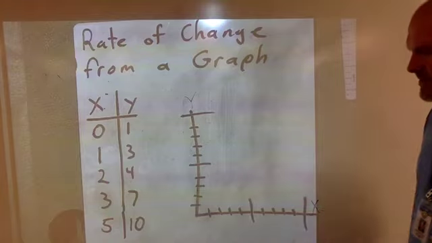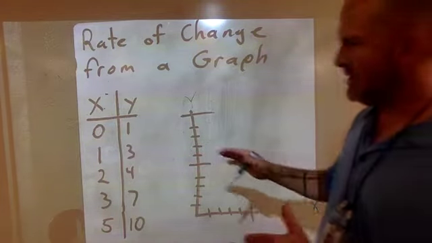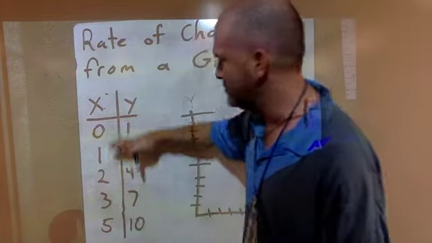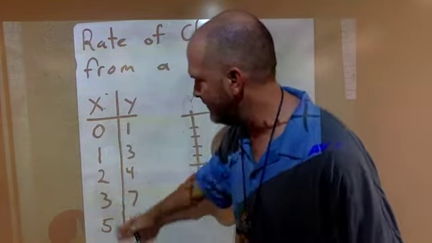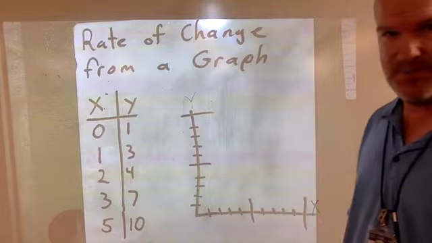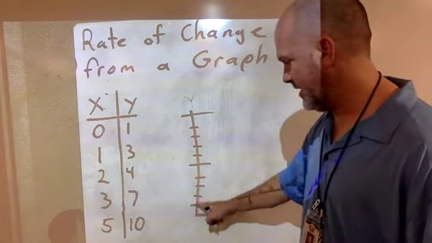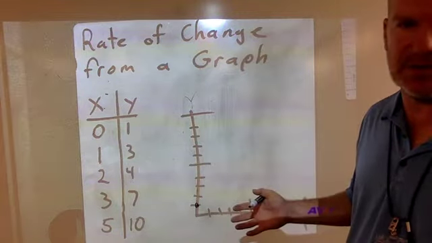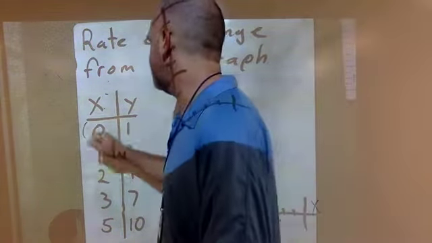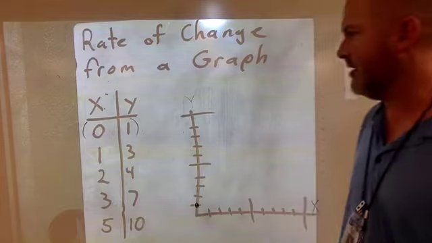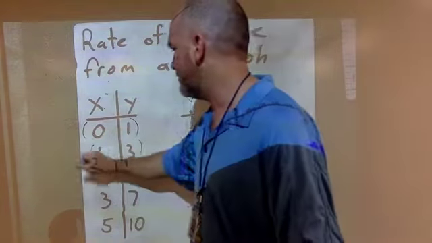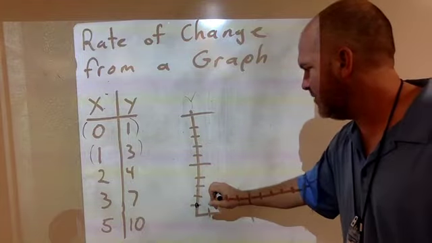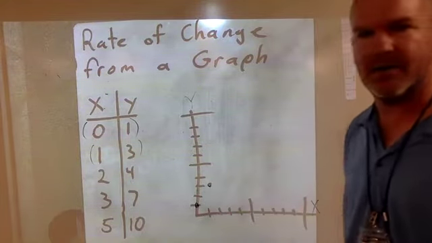And then we're just going to fill in dots for each one of these entries in our table, which we have 5 of them. 5 entries. At 0, we were at 1. So each one of these entries is like an ordered pair. It's a point on the graph. 0, 1 is right there. How about the point 1, 3? After 1 on the x, we were up 3 on the y. So we were right there.